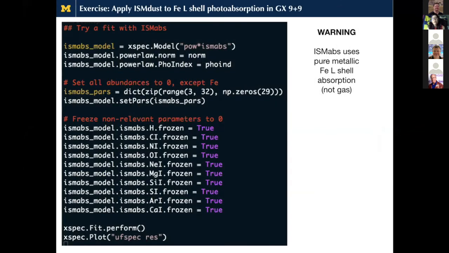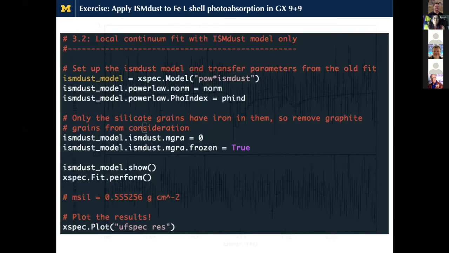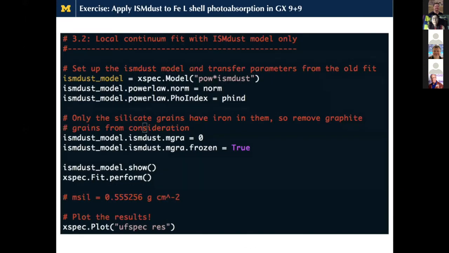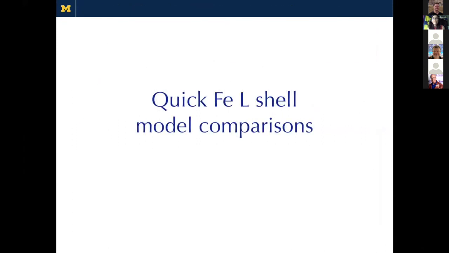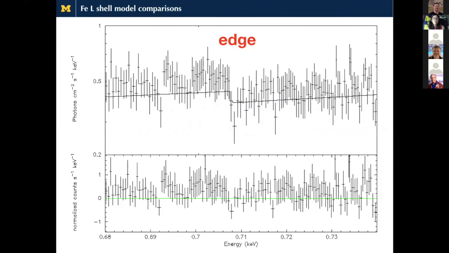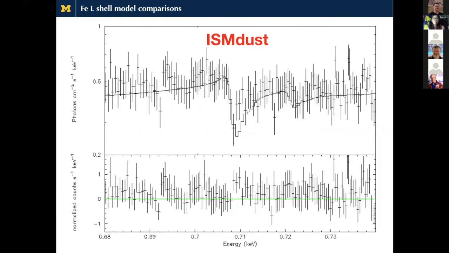But you'll see as I step through different models, it gets a lot better. Here I do ISM abs, which actually uses pure metallic iron L shell absorption, so it's not a gas phase cross section, but it doesn't include dust scattering or anything like that. You can see it does all right. And then when I do ISM dust, which includes scattering, you can see that that little emission peak near the absorption edge goes up, and the residuals actually get a little better. So I'm going to step through it really quick so you can see them all in succession. So here's the edge model, here's the ISM abs model, and then here's the ISM dust model.